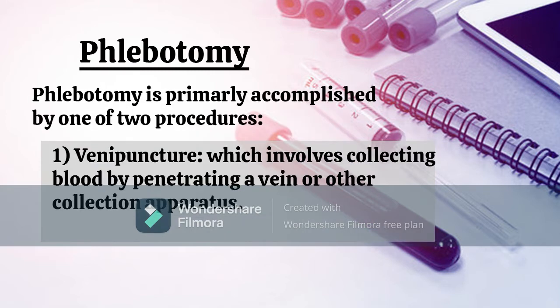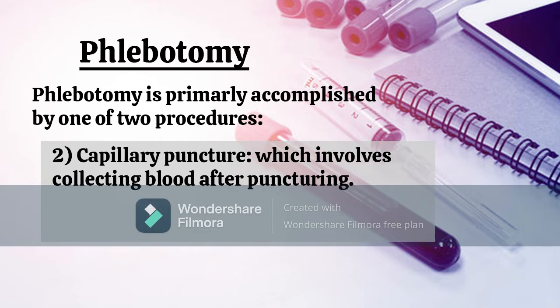Phlebotomy is primarily accomplished by one of two procedures. 1. Venipuncture, which involves collecting blood by penetrating a vein with a needle and a syringe or other collection apparatus. 2. Capillary puncture, which involves collecting blood after puncturing.